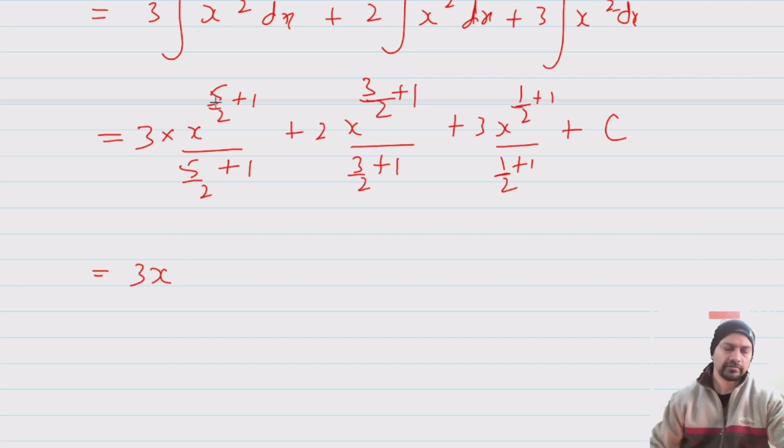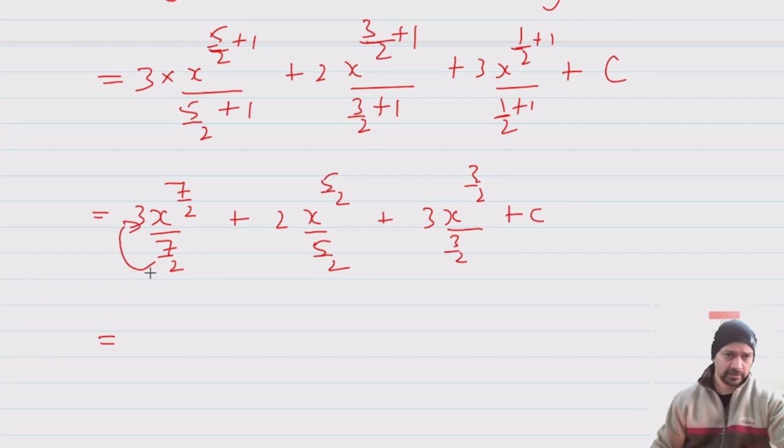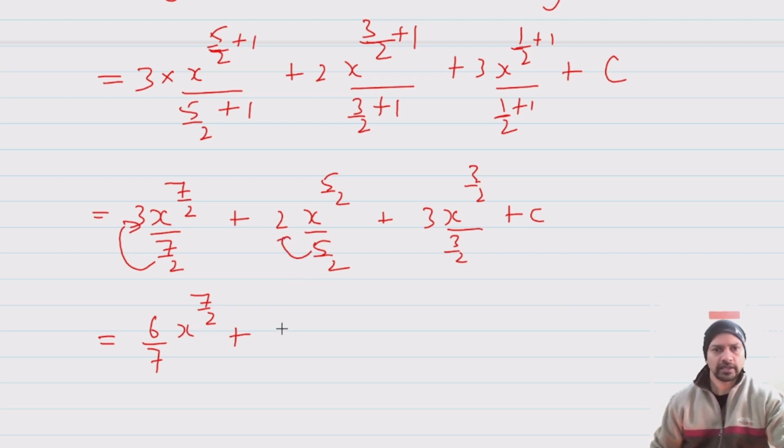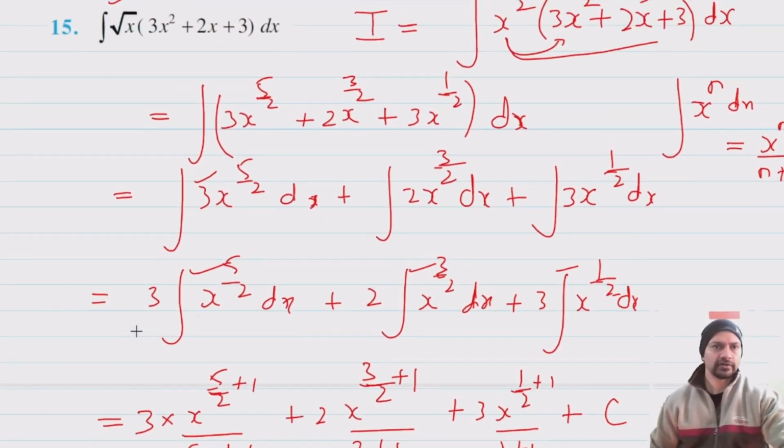So this is 3 into x raised power 5 by 2 plus 1, which is 7 by 2, upon 7 by 2, plus 2 into x raised power 3 by 2 plus 1, which is 5 by 2, upon 5 by 2, plus 3 into x raised power half plus 1, that is 3 by 2, upon 3 by 2. And this is now 6 by 7 into x raised power 7 by 2 plus 4 by 5 into x raised power 5 by 2 plus, 3 and 3 get cancelled, so this is 2 into x raised power 3 by 2 plus c. And this is our required integral. And this solves our question number 15.